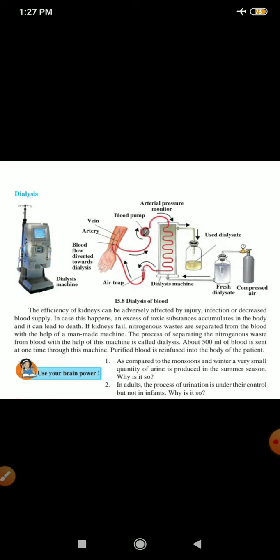Now in the picture you can see how the artery and the vein are connected with pipes, and the air trap is there, the blood pump is there, arterial pressure is monitored. So this is the dialysis machine, and it uses dialysate, a mixture which passes through the membrane in dialysis. Fresh dialysate is again sent, and compressed air is also sent. So in this way dialysis occurs.